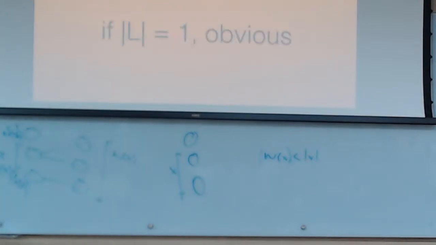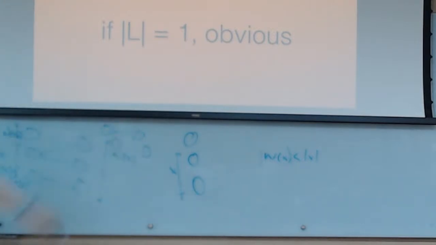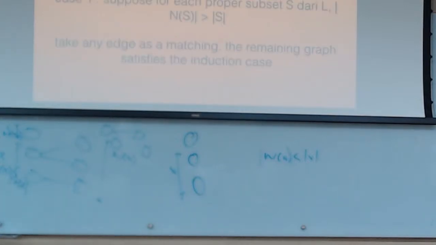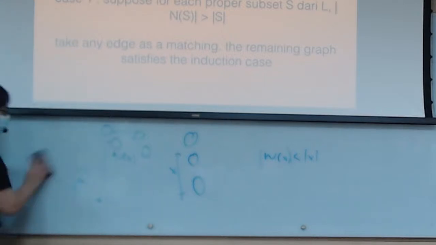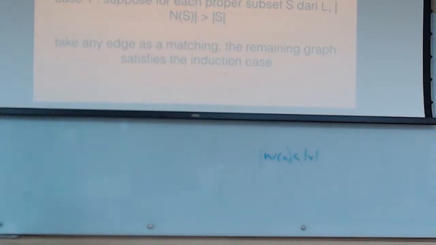The proof is actually quite cool, and we do it by induction. If the bipartite graph has just one node on the left side, it's obvious. If there is an edge, then it's a perfect matching. Otherwise, there's no perfect matching. So for L equals 1, the theorem is obvious. But then for the induction, we assume that it works for everything less than m, and we try to prove that it works for m, the size of L.